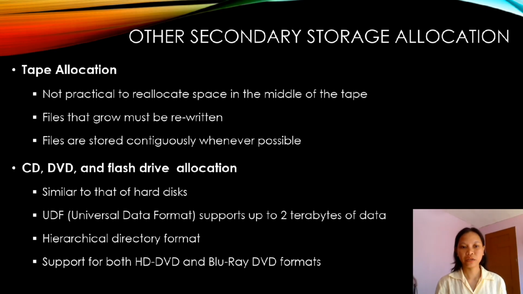Other secondary storage allocation includes tape allocation. It is not practical to reallocate space in the middle of the tape, so files that grow must be rewritten. Files are stored contiguously whenever possible. CD, DVD, and flash drive allocation is similar to that. Hard disk UDF, which means Universal Disk Format, supports up to 2 terabytes of data, with a hierarchical directory format and support for both HD DVD and Blu-ray DVD formats.